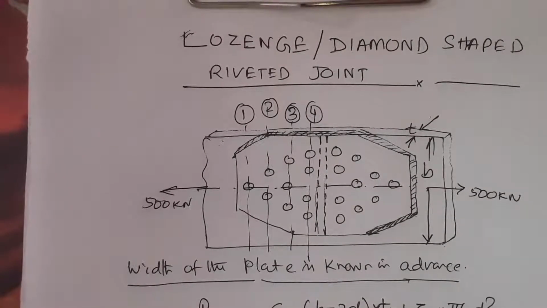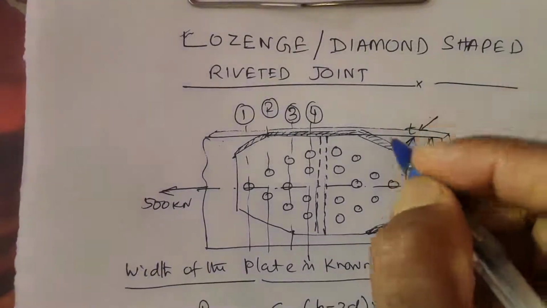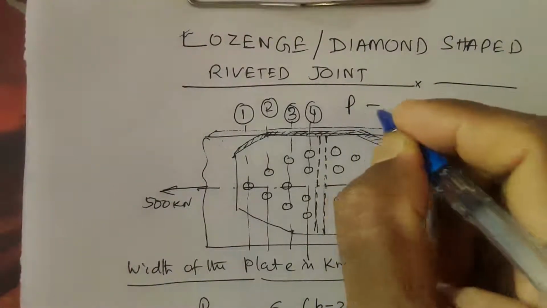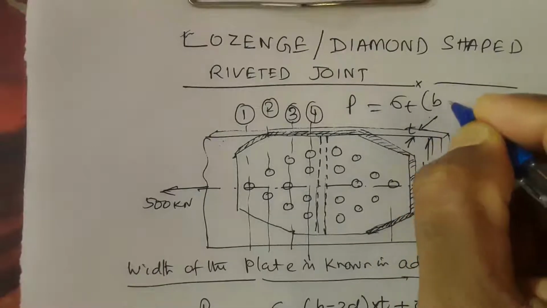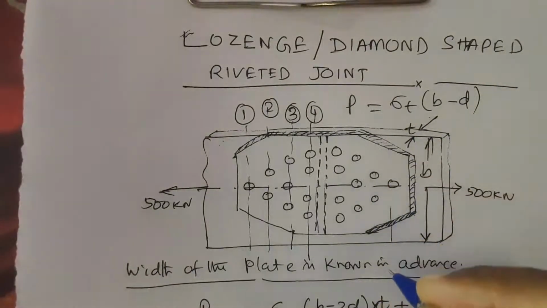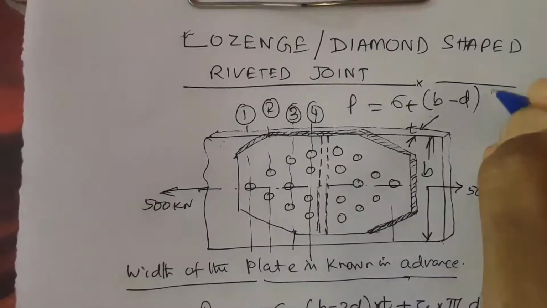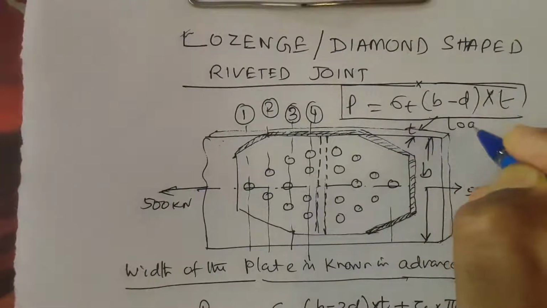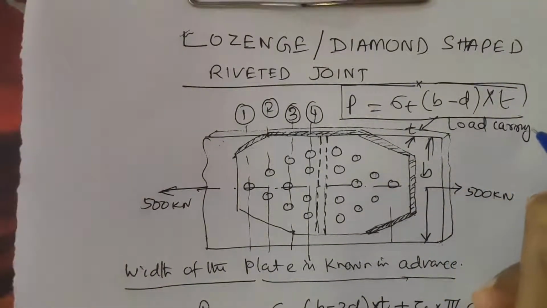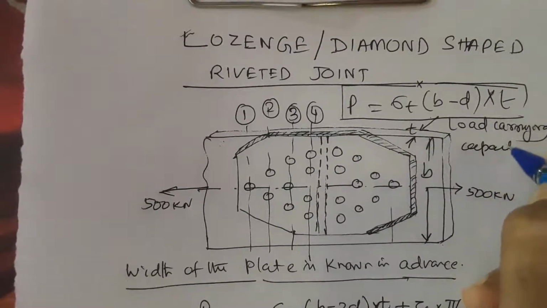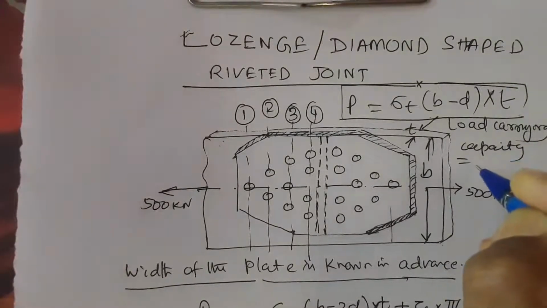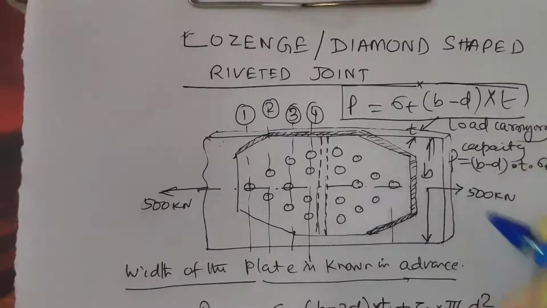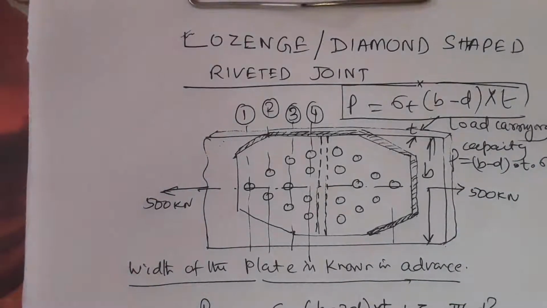So the load carrying capacity of the joint at the outer row, if it is the same, the load carrying capacity P is equal to sigma T into the width, which is already known: B minus D into T, where T is the thickness of the plate. So the load carrying capacity is equal to B minus D into T into sigma T. So this we can already find out.